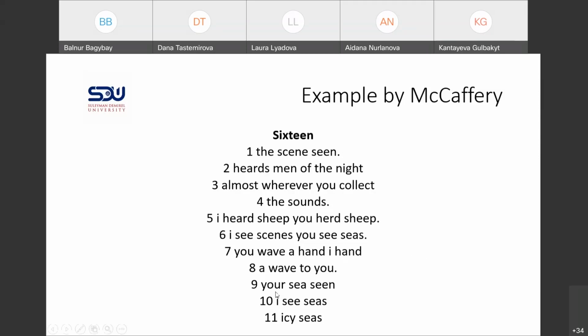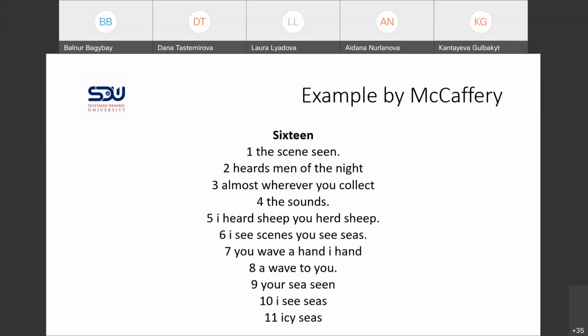The third one is heard. Here it is. I heard sheep, and heard. They are actually pronounced the same as well, right? And seen, or I see here. I see and I see. They're quite similar, right? I hope you are understanding what I'm talking about now. So it is about this thing.